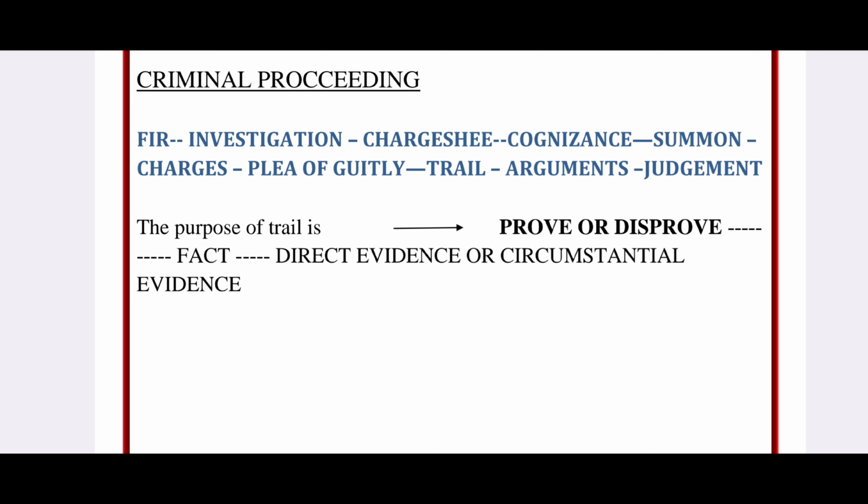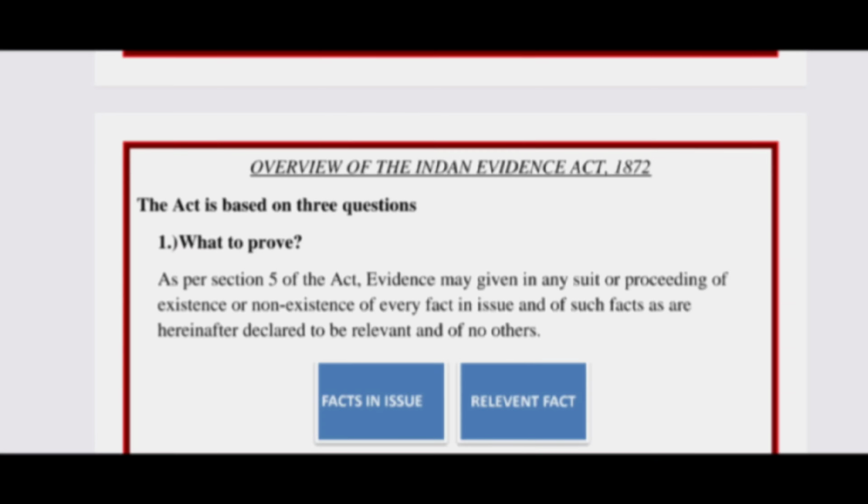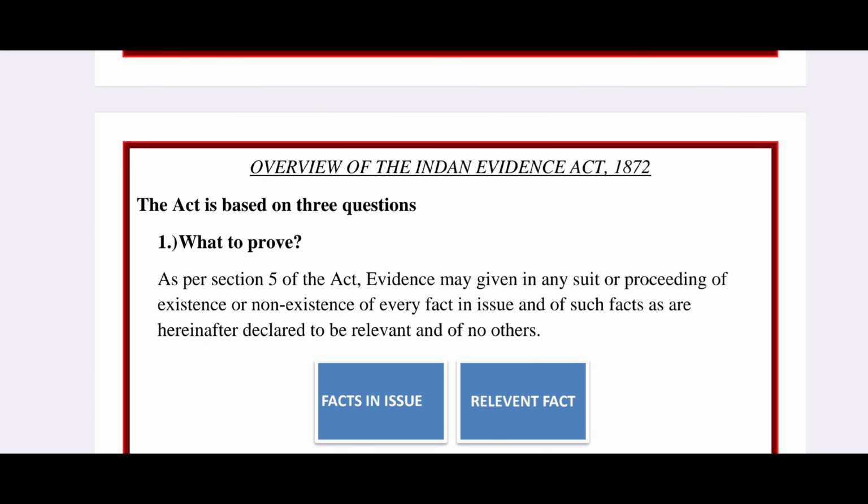Here, the evidence will be collected during the stage of investigation. Then it will be brought before the court during the trial process. This is where evidence plays a vital role, because the judge sitting in the court doesn't know what happened. So we are going to recreate the facts during the trial process. The main purpose of trial is to prove or disprove the fact. The evidence we place before the court may be direct evidence or circumstantial evidence.